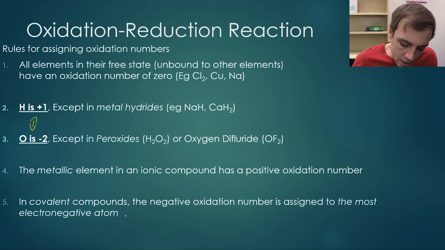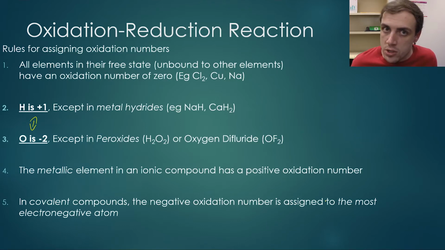The next one is in a covalent compound, so not ionic, if it's covalent, the negative oxidation number is assigned to the most electronegative atom. So it's a bit of a survival of the fittest sort of thing. The element that is the most electronegative will have the negative charge, whereas the element that isn't as electronegative will gain a positive charge.